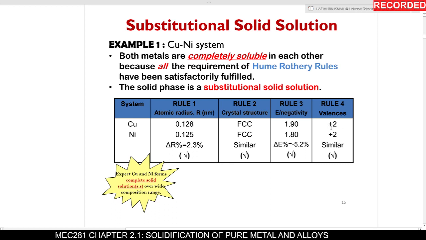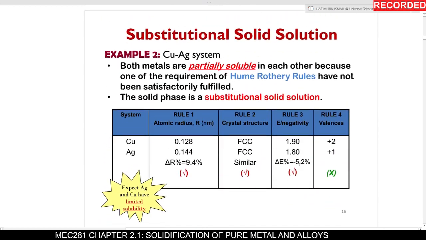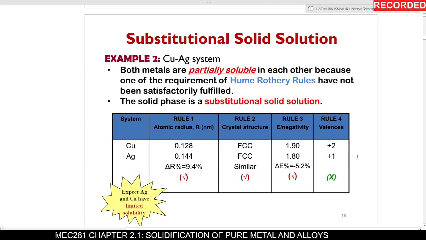So 2 valence electrons for the copper and also the nickel, so it can follow the rule number 4, the valence electrons. So it checks all the rules. Now we know it is completely soluble because it fulfills the requirements, and from that we know it is a substitutional solid solution. Okay, and we go to the next example.